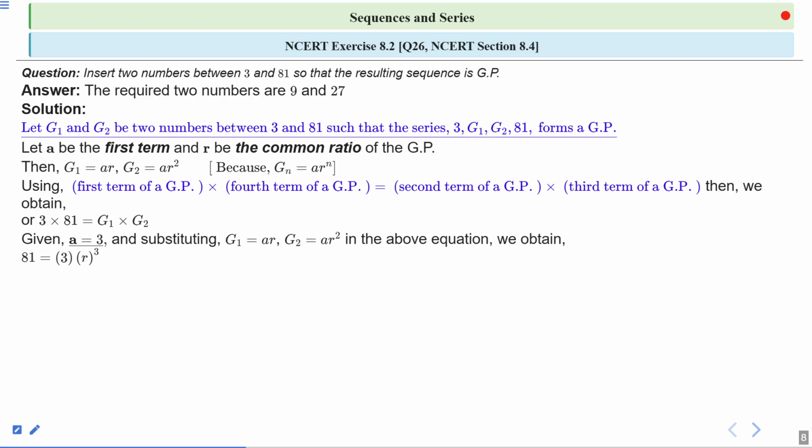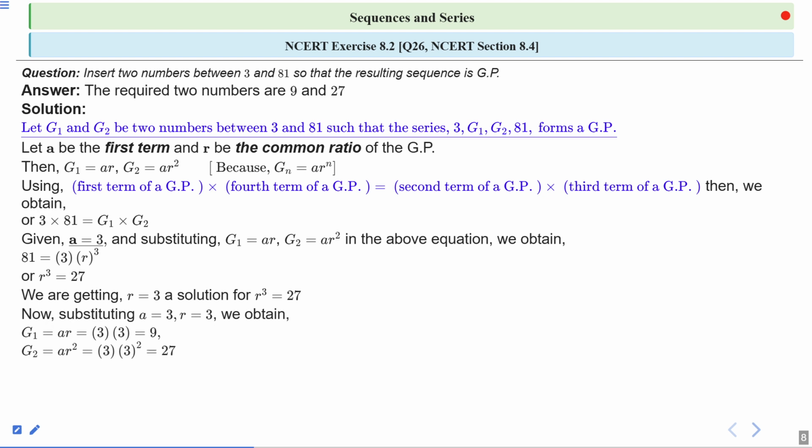So from this equation we can find the value of R, that is, the common ratio of the GP. From this equation we will get R cube is 27. So R cube is 27. From this equation, what will we get as the value of R? We are getting R is 3. R equal to 3 is the solution for R cube is 27. So the value of the common ratio of the GP, R, is 3 here.